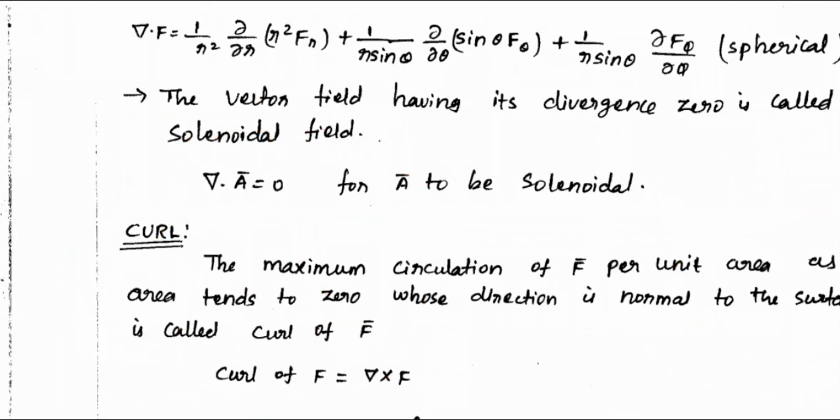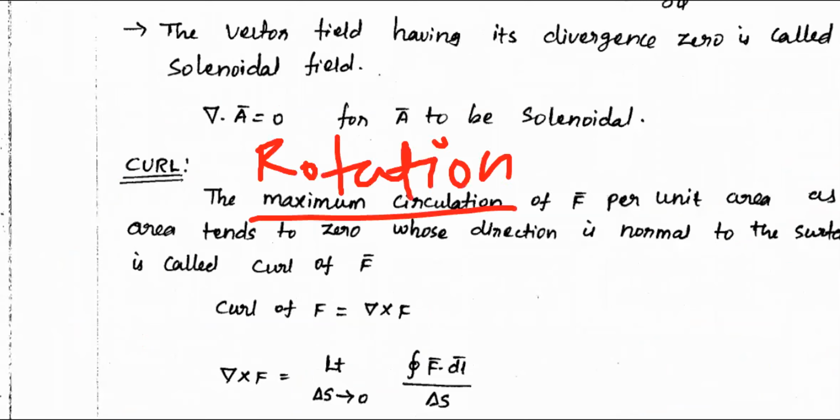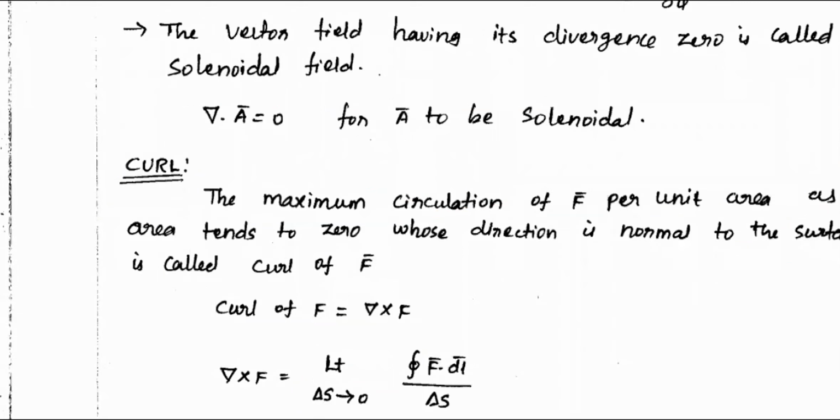Next, curl. See, curl means it's something like rotation. It is a measure of rotation. You will be given some function, and you check whether that function has a rotating nature or not. Again, for calculating curl, we use del cross F.